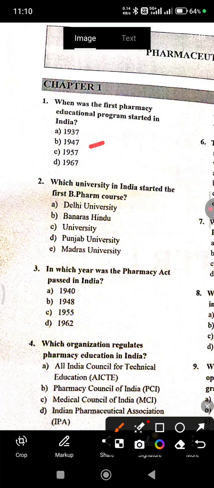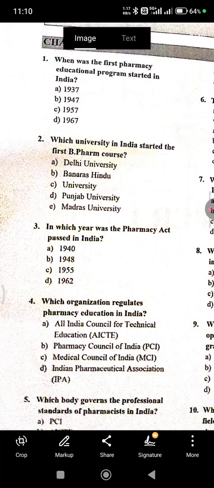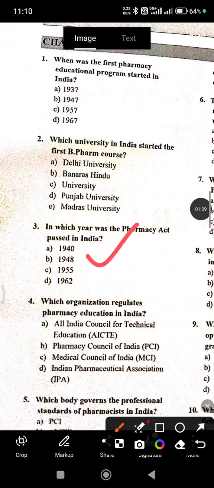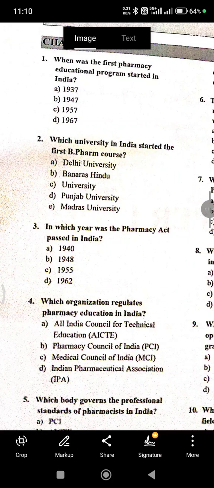Which university in India started the first B Pharmacy course? That is Banaras Hindu University. In which year was the Pharmacy Act passed in India? Question number 3 is option number B, that is 1948. Let's go to question number 4.